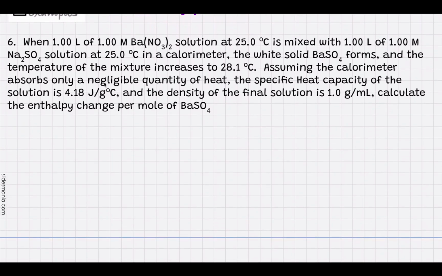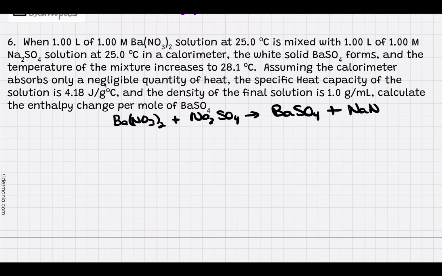Here's another one. This is if we are going to react barium nitrate with sodium sulfate. We're going to get barium sulfate and sodium nitrate. And the net ionic, this is the precipitate, is barium plus sulfate gives us barium sulfate.